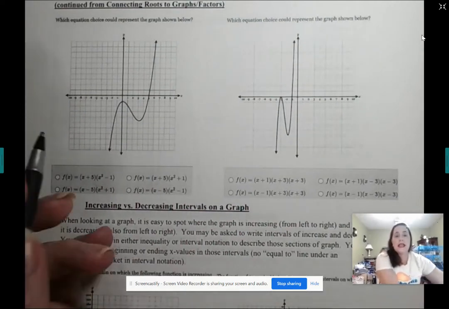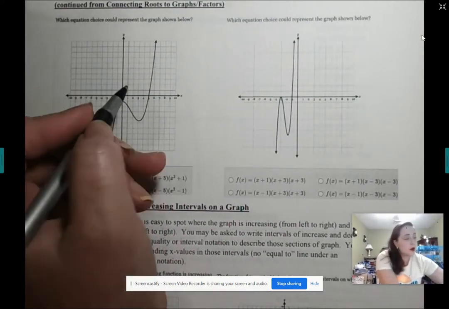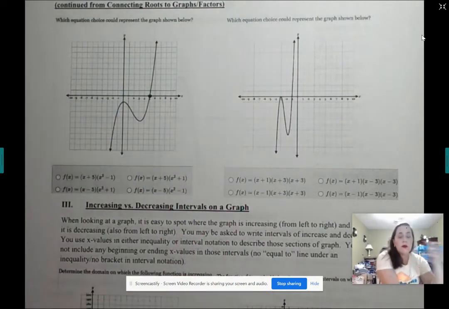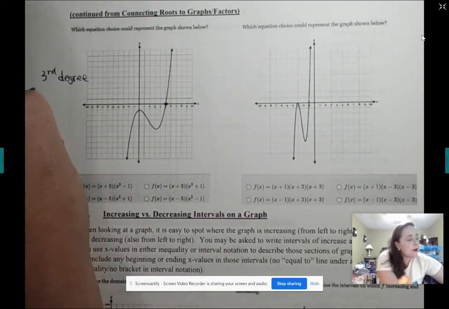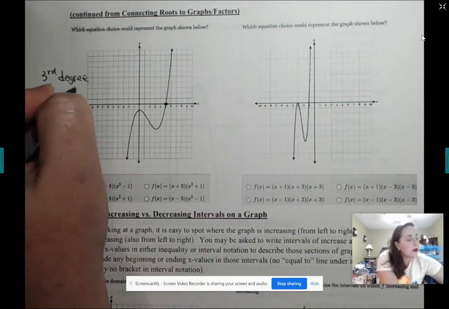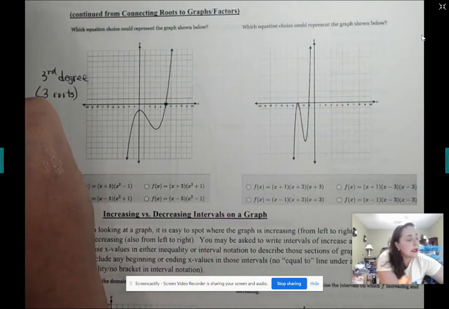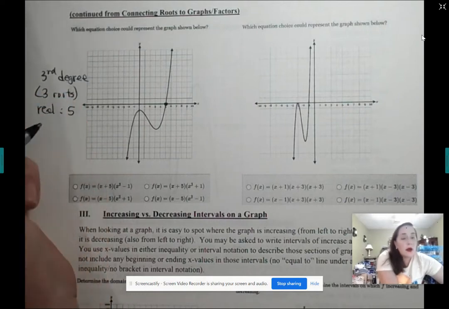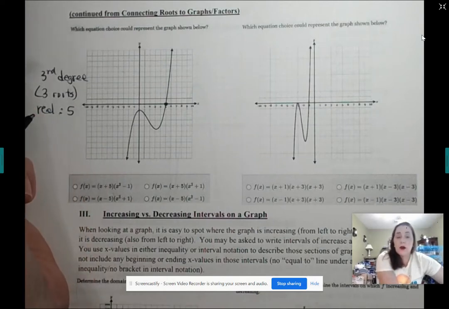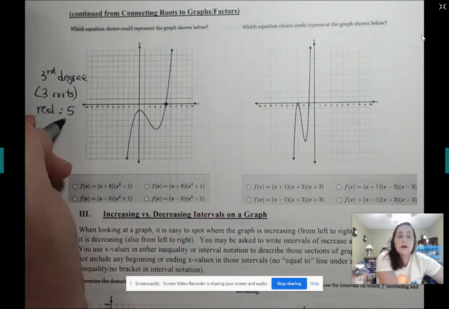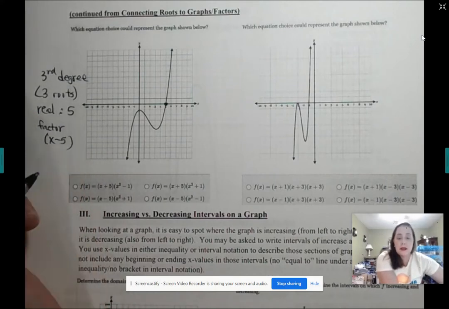So let's practice that again. Here, we see that there's only 1 root that I can see. But I know this is a cubic, so what that means is it should have 3 roots, but I only see 1. I only see it crossing the x-axis at 5. What that means is I must have some imaginary roots. So I can definitely go ahead and say that if there's a root at 5, the factor would look like this.